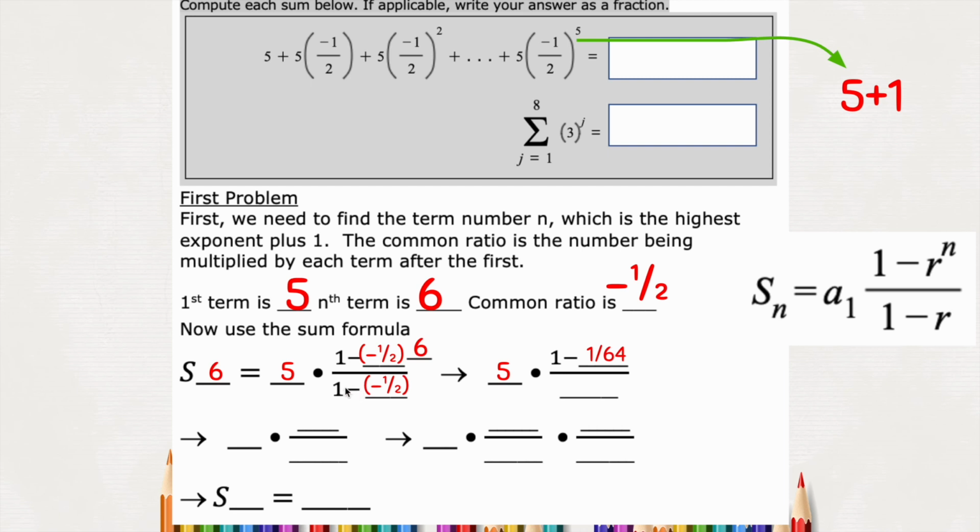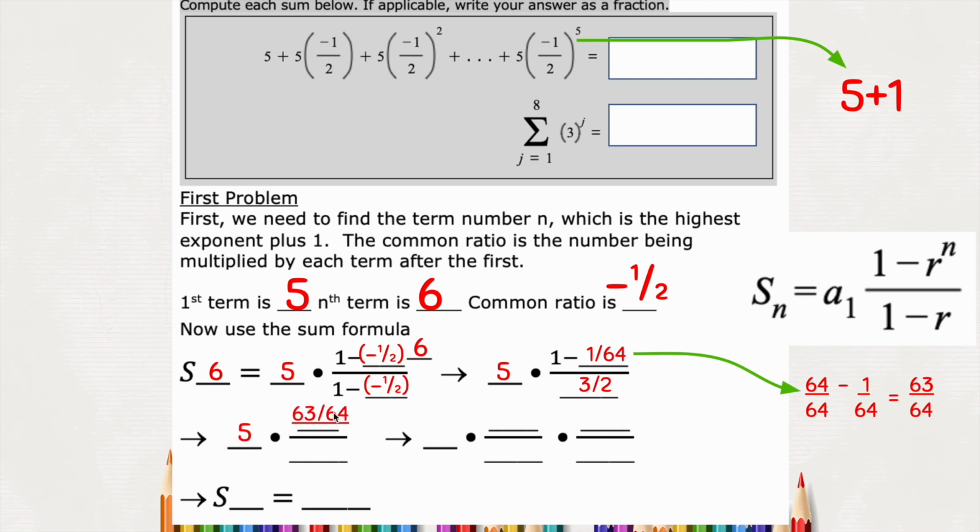On the bottom, I can do 1 minus negative 1/2, and I get 3/2 because it would be 1 and 1/2. But I'm going to leave it as the fraction 3/2 because remember, minus negative turns into plus. All right, so now I can do 1 minus 1 over 64. And remember, to add fractions, you do need to make the denominators match, right? I need to make them like denominators. So 1 turns into 64 over 64, and then I can subtract 1 over 64 from it, and I get 63 64ths. Okay, so that's why I get 63 64ths.